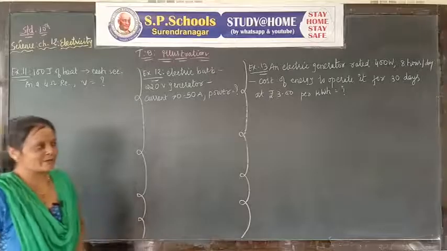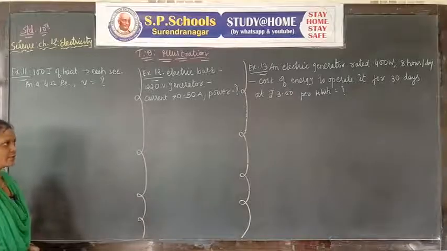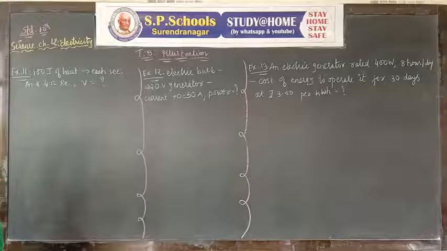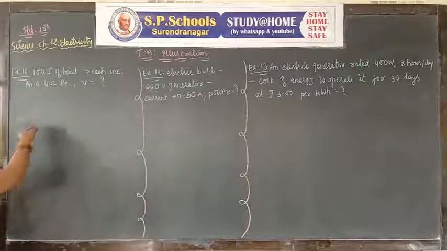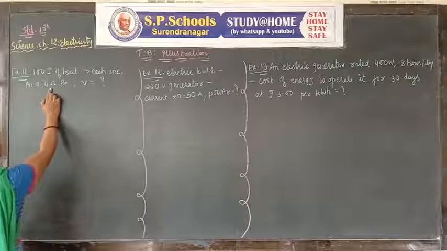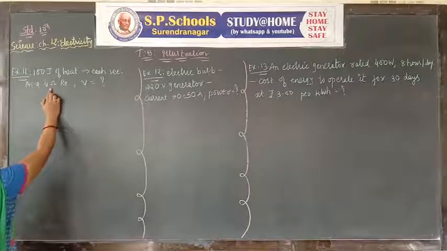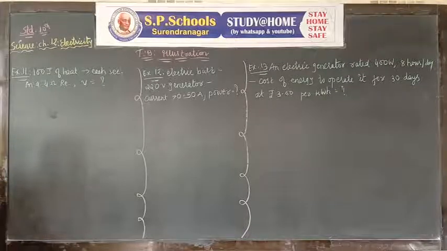Hello friends, in chapter number 12, Electricity, we go through the other examples which are given in the textbook illustration. Example number 11 says that if 100 joule of energy is produced in each second, and the resistance is 4 ohm, what will be the potential difference?